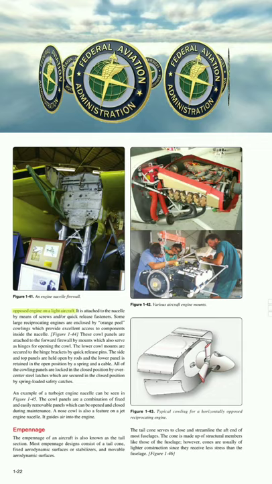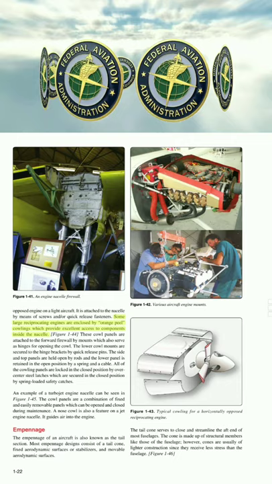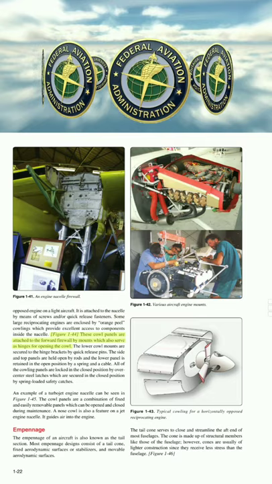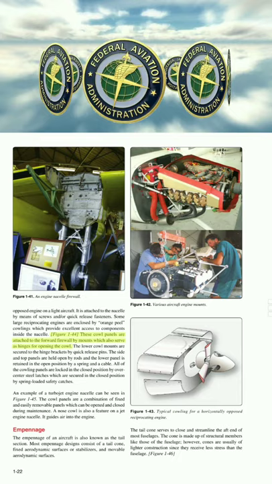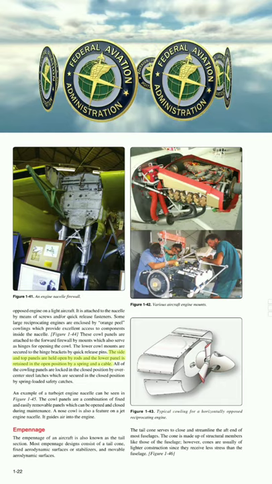opposed engine on a light aircraft. It is attached to the nacelle by means of screws and quick release fasteners. Some large reciprocating engines are enclosed by orange peel cowlings, which provide excellent access to components inside the nacelle. Figure 144. These cowl panels are attached to the forward firewall by mounts which also serve as hinges for opening the cowl. The lower cowl mounts are secured to the hinge brackets by quick release pins. The side and top panels are held open by rods, and the lower panel is retained in the open position by a spring and a cable.